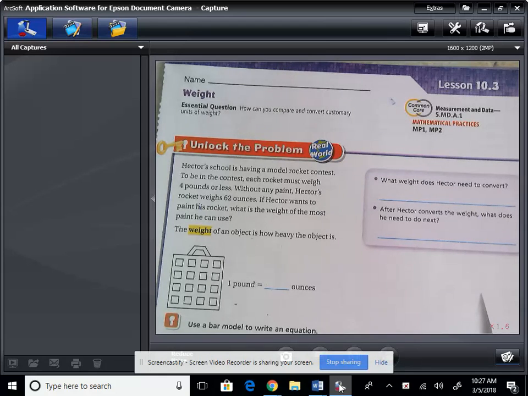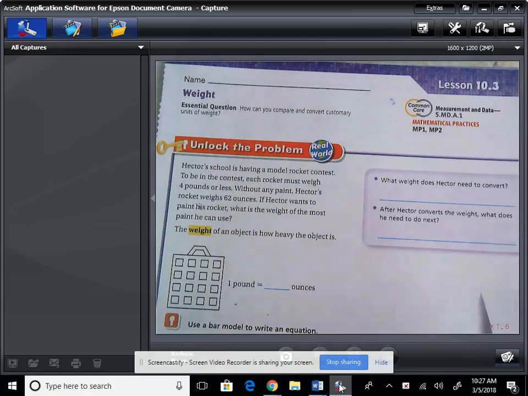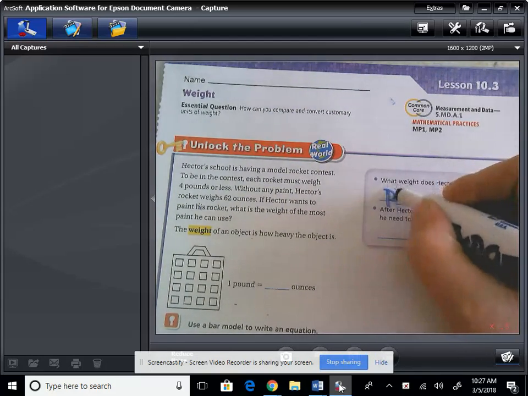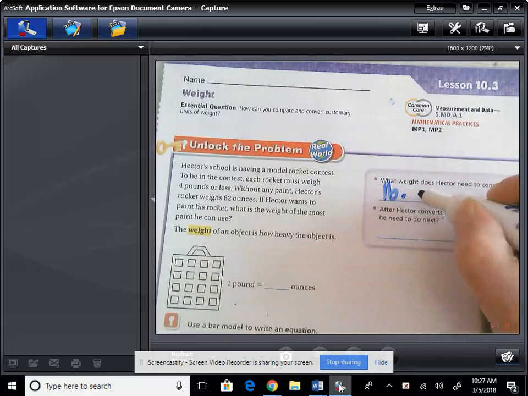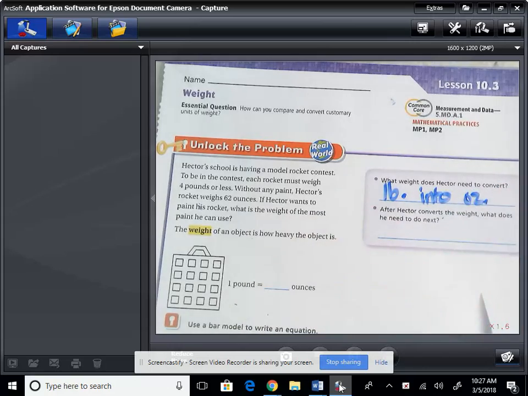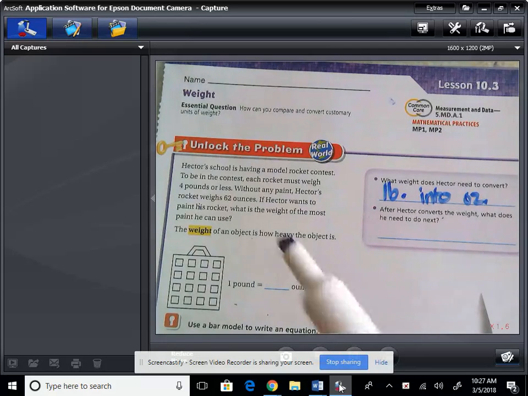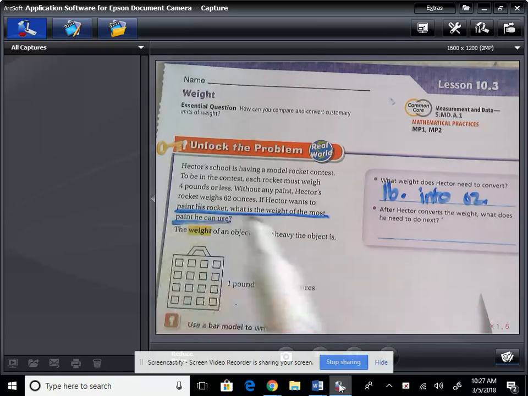So weight is how heavy the object is. What weight does Hector need to convert? He needs to convert pounds, and to abbreviate pounds, it's LB, into ounces, which is OZ. After Hector converts the weights, what does he need to do next? He needs to compare to see how much paint he can use.